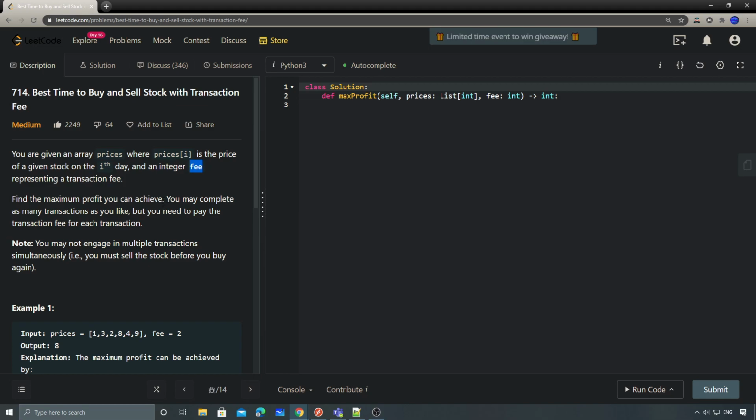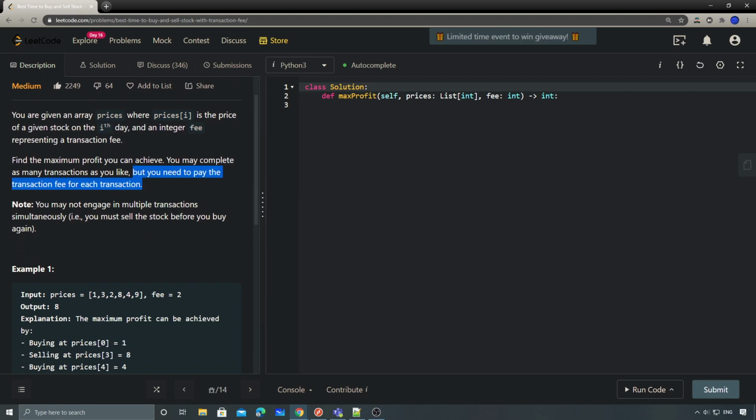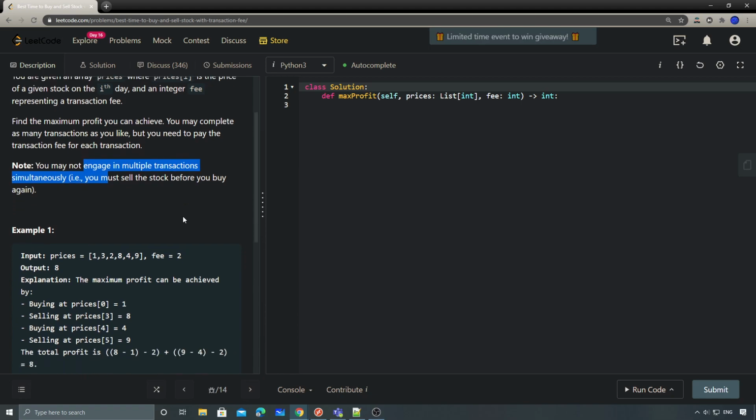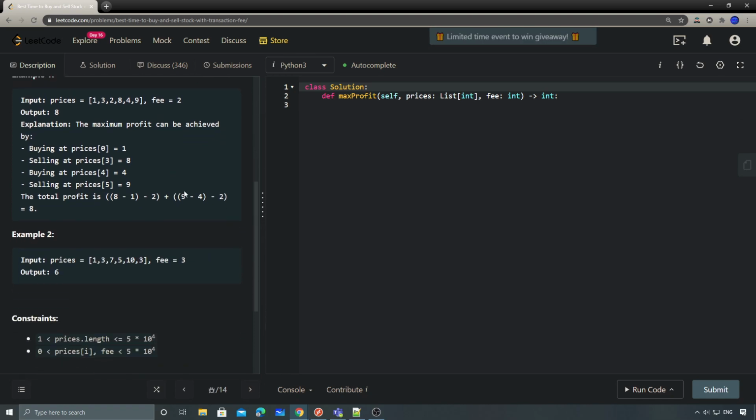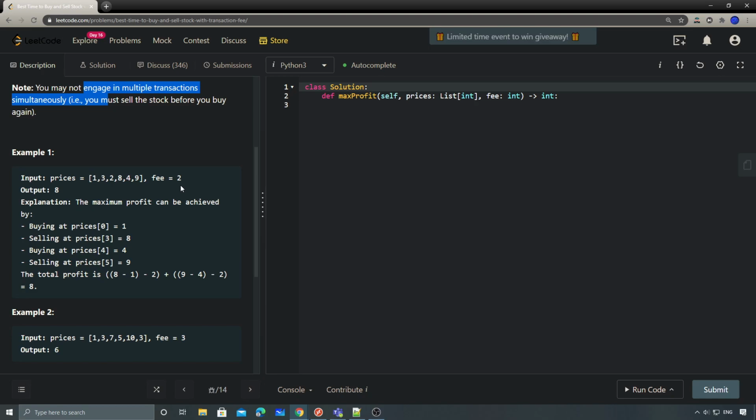And we can buy and sell as many times as we want, but we have to pay a transaction fee for each sell. And we cannot buy and sell at the same time, and we must sell before we can buy again. So I think we'll just dive into the solution directly.